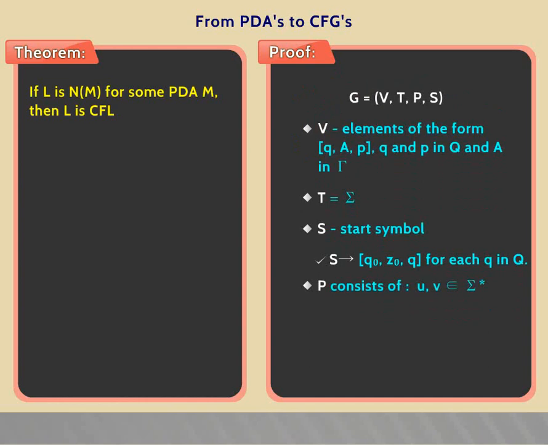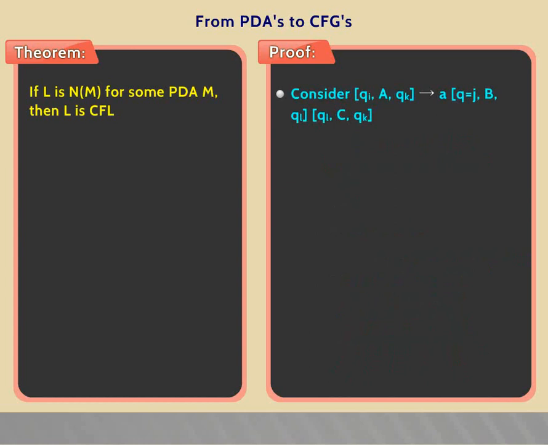P consists of: u, v element of Σ*, a, x element of Γ*, qi, qj element of Q, such that (qi, uv, ax) ⊢* (qj, v, x) implies that (qi, a, qj) provides u.